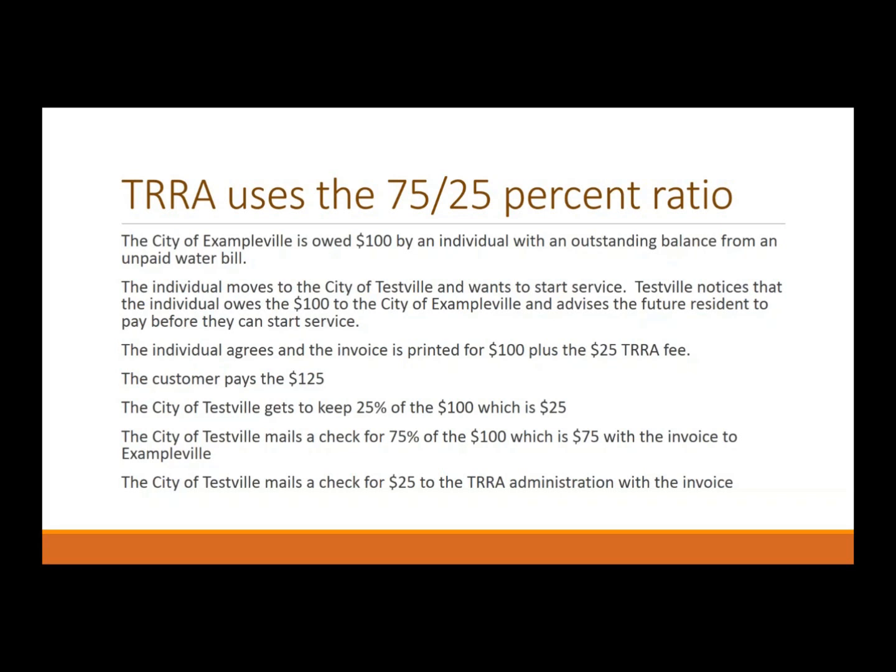The individual agrees, and the invoice is printed for the $100 plus the $25 TRRA fee. So the customer ends up paying the $125. That $25 fee is just tacked on to that $100. The city of Testville gets to keep 25% of the $100, which is $25. The city of Testville mails a check for 75% of the $100, which is $75 in this case, with the invoice to Exampleville. The city of Testville mails a check for $25 to the TRRA administration with the invoice.